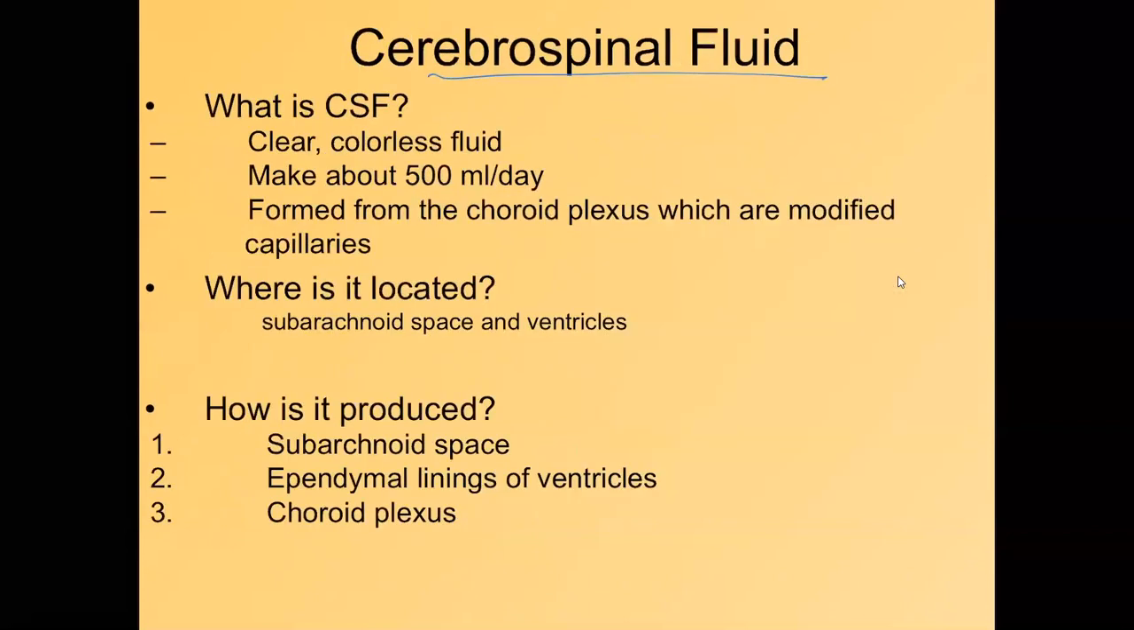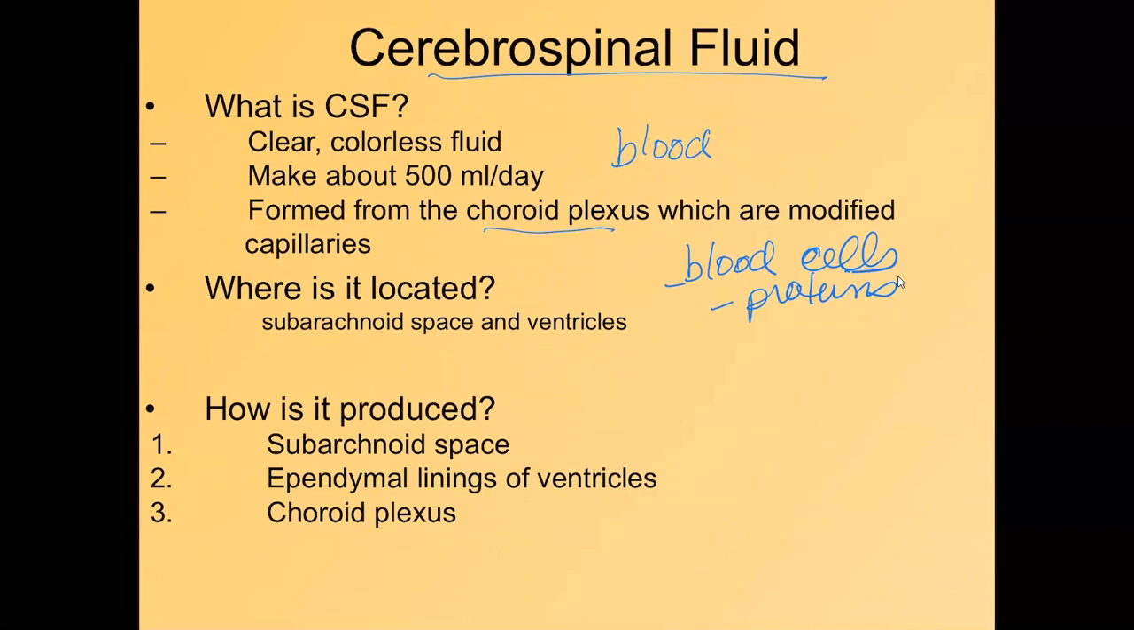Cerebral spinal fluid is a clear, colorless fluid. We make about 500 milliliters a day, and it's made from blood. We make it from choroid plexus, so there's modified capillaries, and they kind of serve as a filter. So blood cells and proteins, things that are kind of big, stay in the blood, but things that are smaller can pass through the choroid plexus and become part of the cerebral spinal fluid.